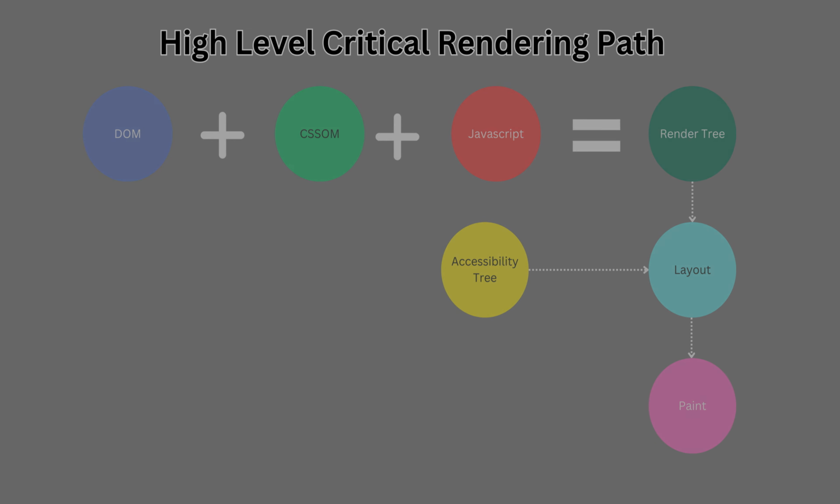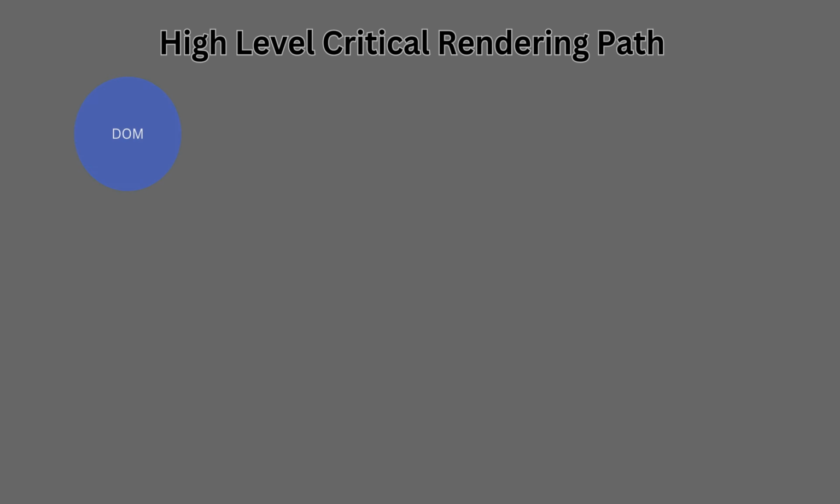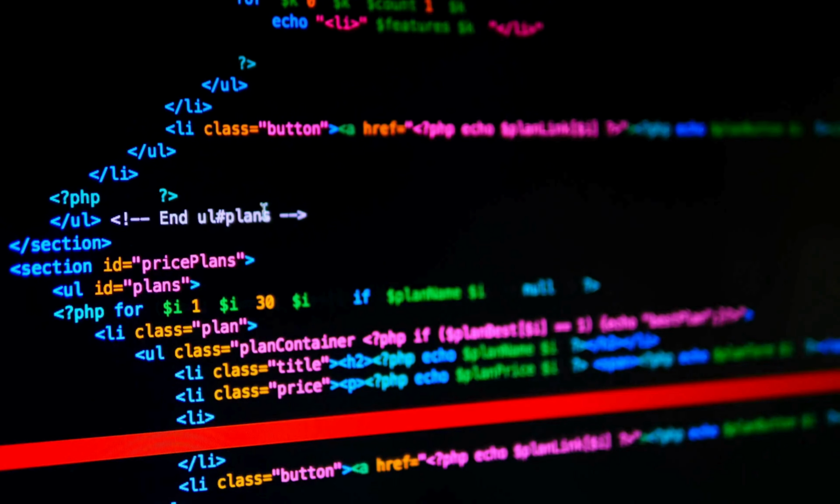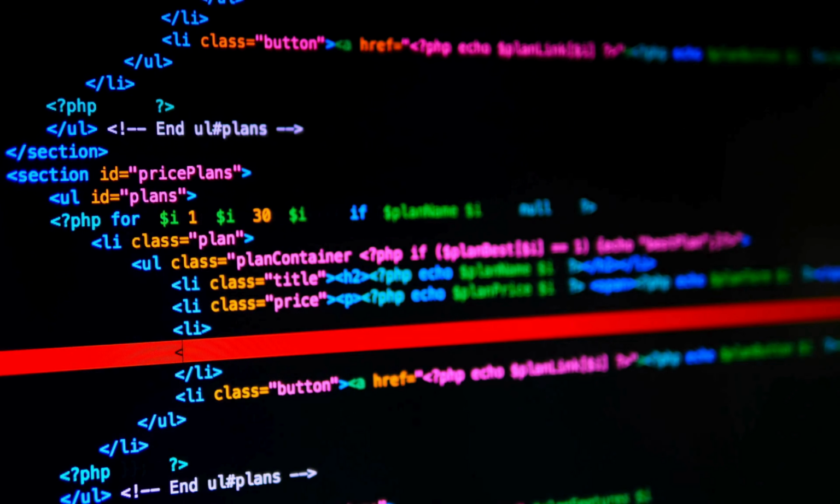Inside the browser, this process involves several crucial steps: constructing the DOM, building the CSSOM, creating the render tree, laying out the page, and finally, painting it on your screen. DOM construction is a fundamental process in web page rendering where the browser translates the received HTML document into a structure it can work with. Here's a deeper look into the process.